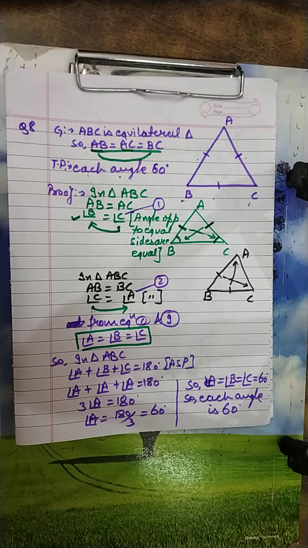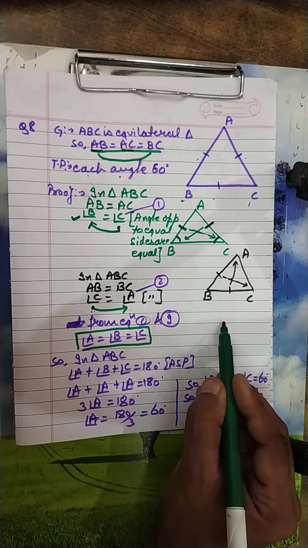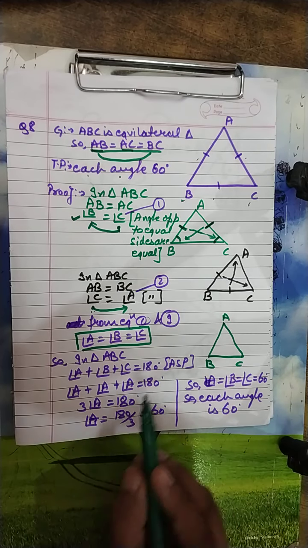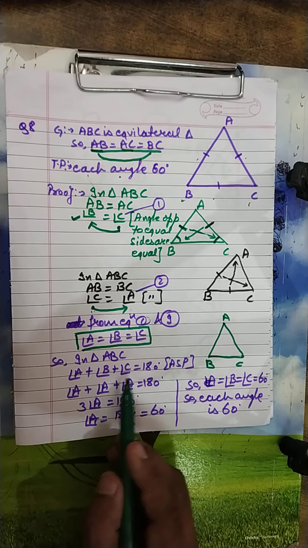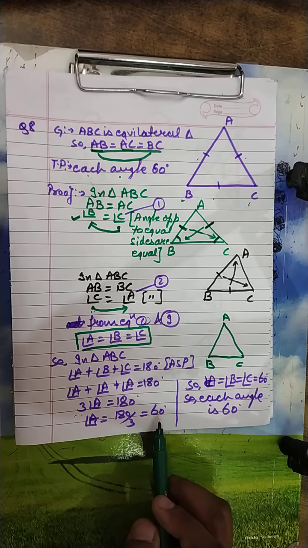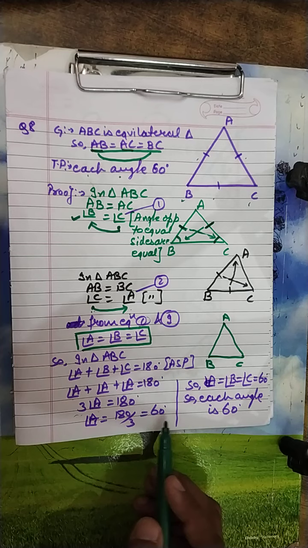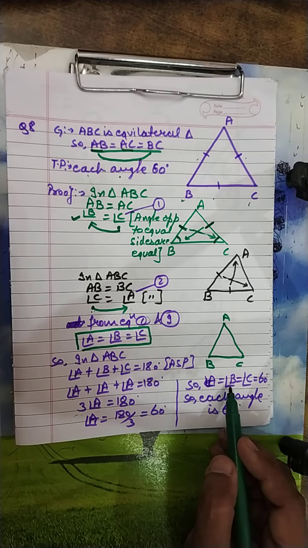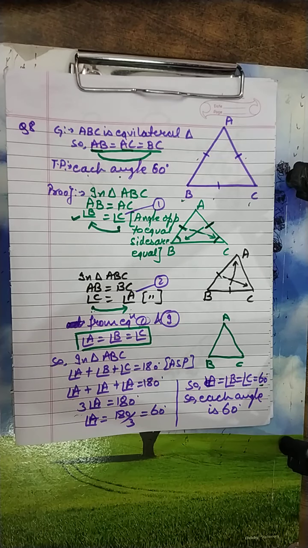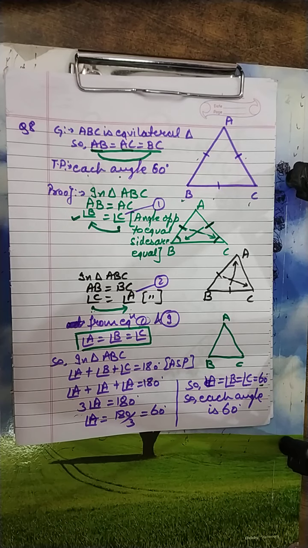Now apply the angle sum property of a triangle. In triangle ABC, angle A plus angle B plus angle C equals 180 degrees. All the angles are equal, so I have written here angle A, angle A, angle A. 3 times angle A divided by 3, it comes 60 degrees. If angle A is 60 and all the angles are equal, so angle A equals B equals C equals 60 degrees. Each angle is 60 degrees. Now the exercise is complete.